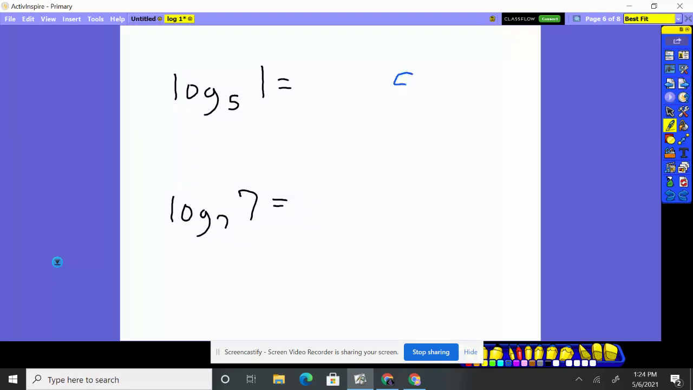The next one, log of 1, base 5. So that means 5 to what power equals 1? Any number to the 0 power is 1, except for 0, that's undefined. And then the final problem here, we have 7 to what power gives you 7? 7 to the first.